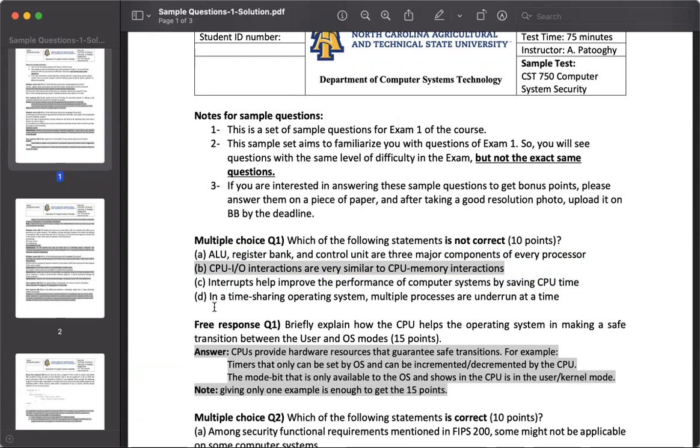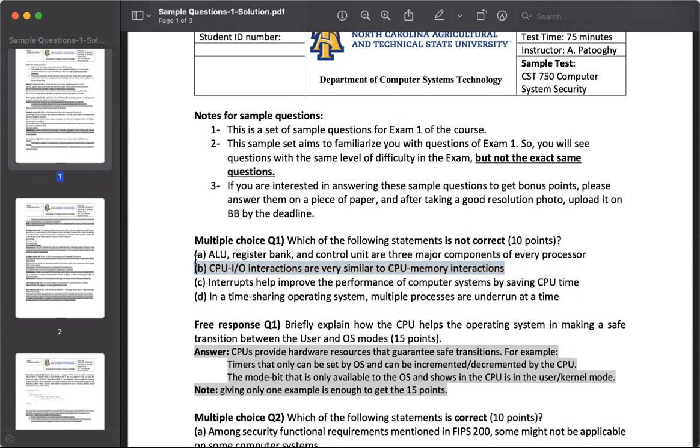Item D says, in a time-sharing operating system, multiple processes are on the run at a time. Again, this is correct. In a time-sharing operating system, basically you share the CPU time between a group of active processes. Item B, which is not correct, says CPU I/O interactions are very similar to CPU memory interactions.